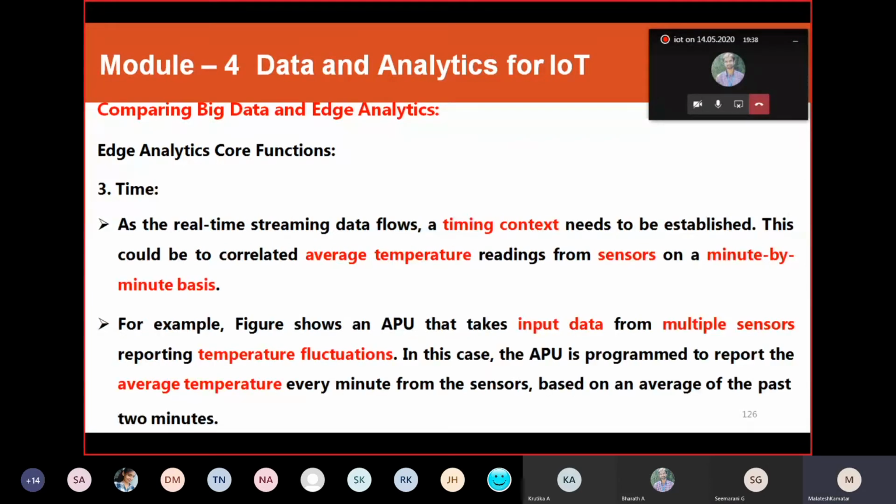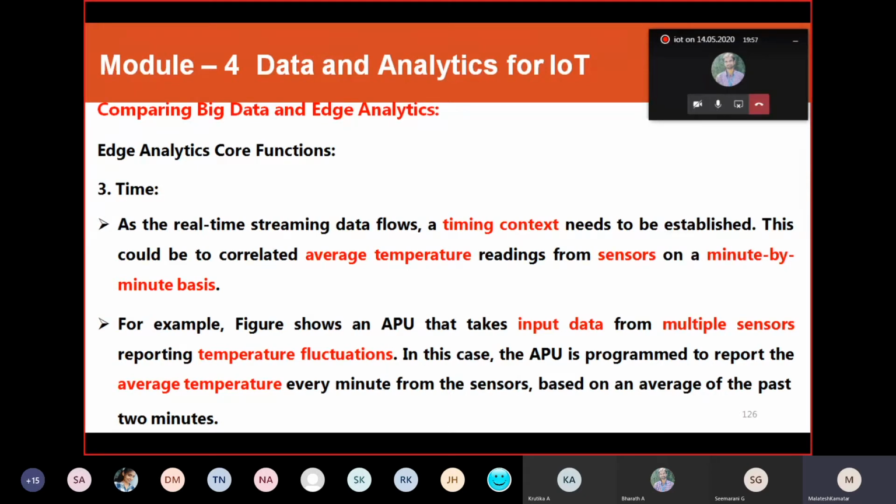And the third function is time. As I told you, timely response should also be there. If it is not there, latency can increase. Since we are using real-time streaming data, a timing context needs to be established, and this could be correlated, for example, with average temperature readings from sensors on a minute-by-minute basis.